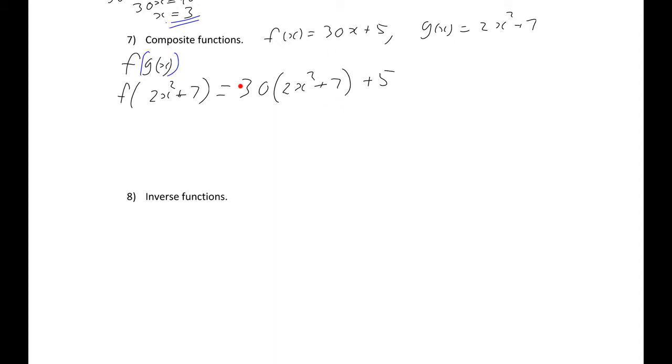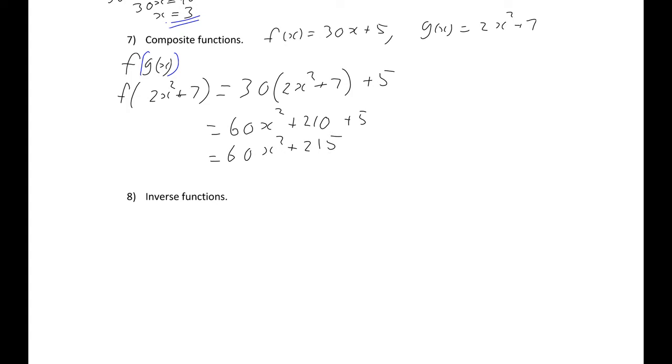Okay, so now all we have to do is times this out. So it becomes 60x squared plus 210 plus 5, so it's 60x squared plus 215.